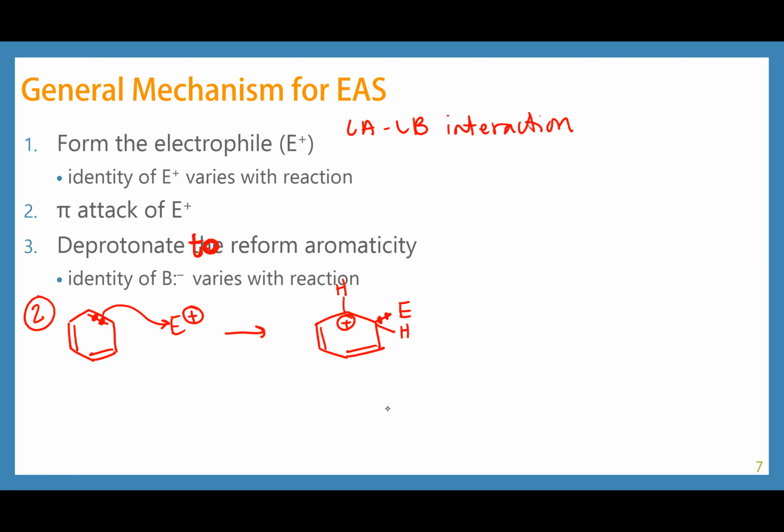And then in step 3, we deprotonate to reform the aromaticity. So your base comes along, and your base is also formed in step 1. So it'll vary with the reaction as well. Where do I deprotonate from? I'm going to call this proton A and proton B. Which proton am I going to deprotonate? Is it B? A. I thought you had to reform back.